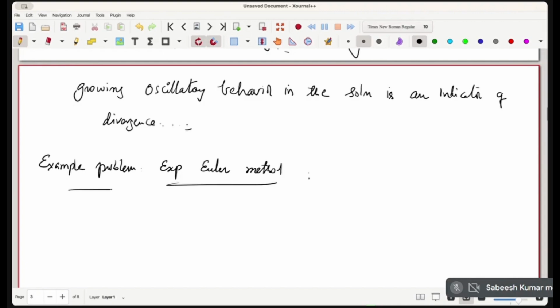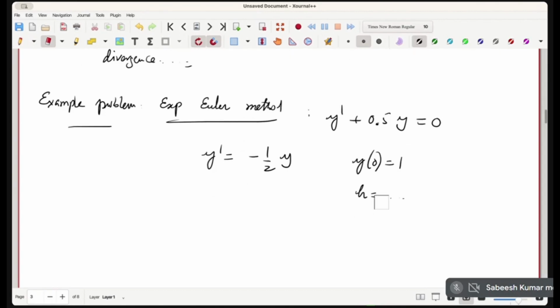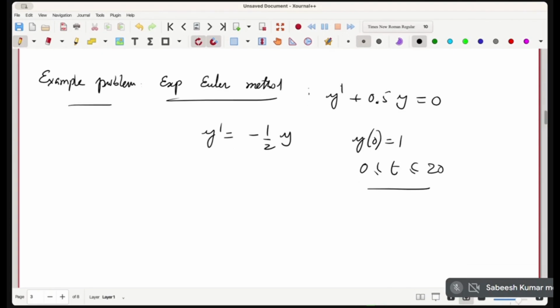Let us say the example problem is y prime plus 0.5 y equal to 0. That means this can be written as y prime equals minus 1/2 y, or minus 0.5 y. Let us say y of 0 equals 1, and we want to take different h values, and integrate this for 0 less than t less than 20. That means this is a real value, so our lambda r equals minus 0.5.